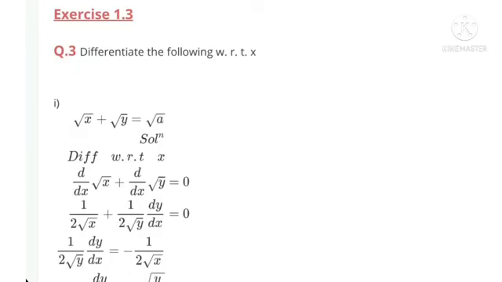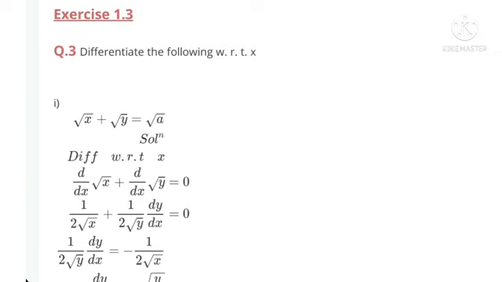See students, in exercise 1.3, question number 3, find dy by dx, or you may call it differentiate the following with respect to x. What is the first question? See here, root x plus root y is equal to root a. We differentiate with respect to x, we get d by dx of root x plus d by dx of root y is equal to derivative of root a, which is 0 because the derivative of a constant term is 0.